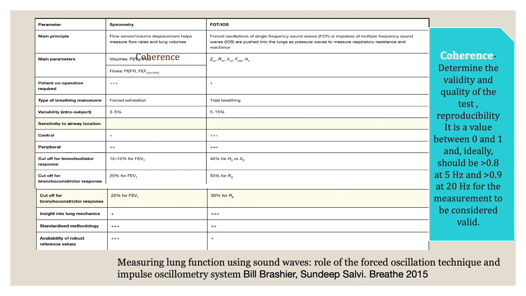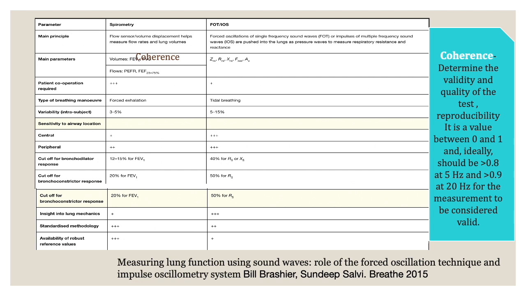This is a very beautiful table, and if you are an exam going student, I suggest you take a screenshot of this slide. This table, which was taken from Dr. Sandeep Salvi's paper in Breathe 2015, shows the main differences between spirometry and oscillometry, FOT or IOS. So if you look at it, the main principle, as I said, is forced oscillations of various frequencies which are pushed into the lungs, and the pressure waves are used to measure the resistance and the reactance. So what are the main parameters that we are measuring?